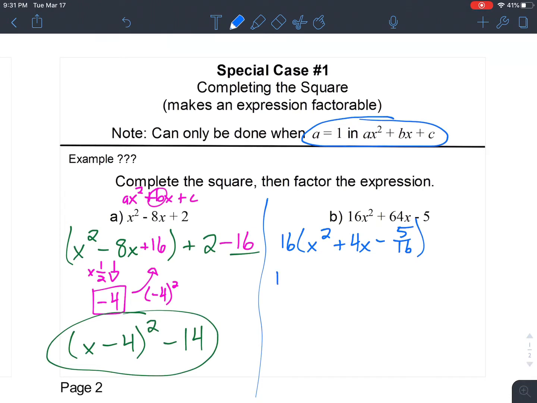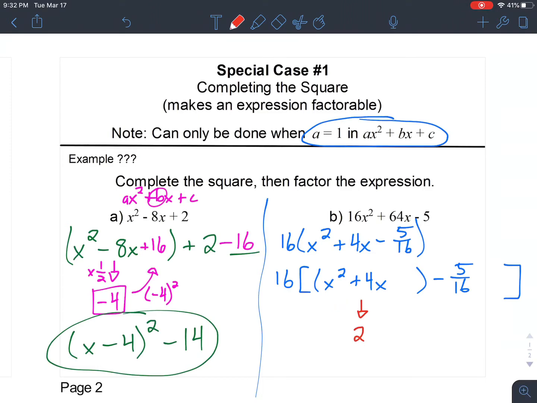Now our next step is we are going to have to put in the space. We're going to get x squared plus 4x. We're going to leave a blank there. We're going to have minus 5 over 16, and we're going to leave another blank. And we need to figure out what will go into those blanks. So we take half of 4.